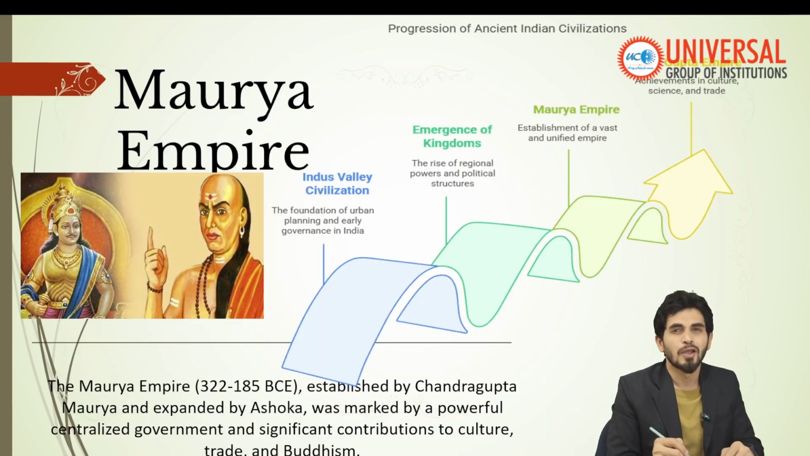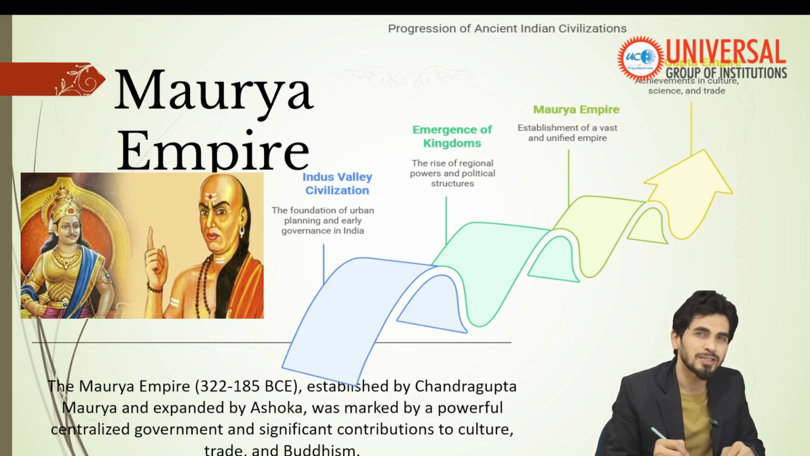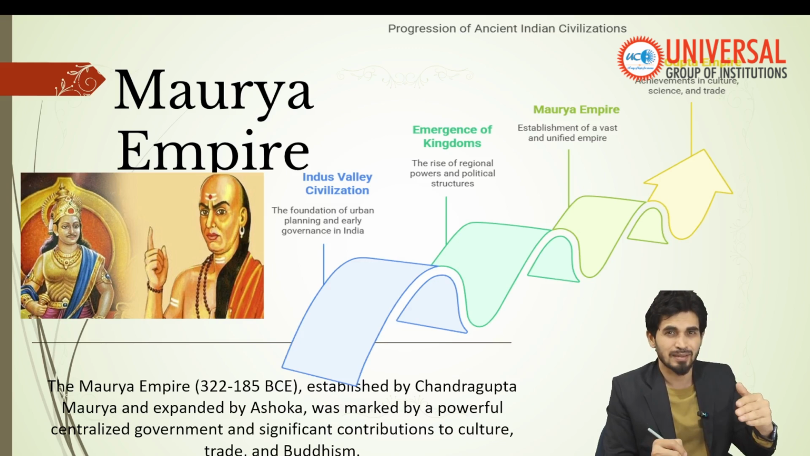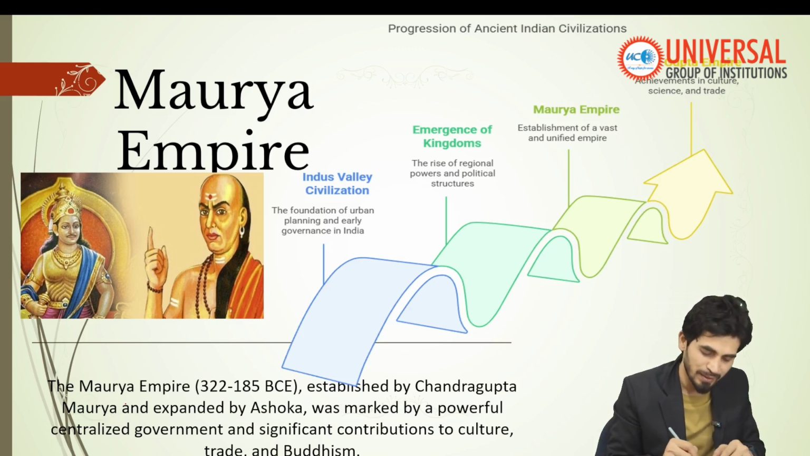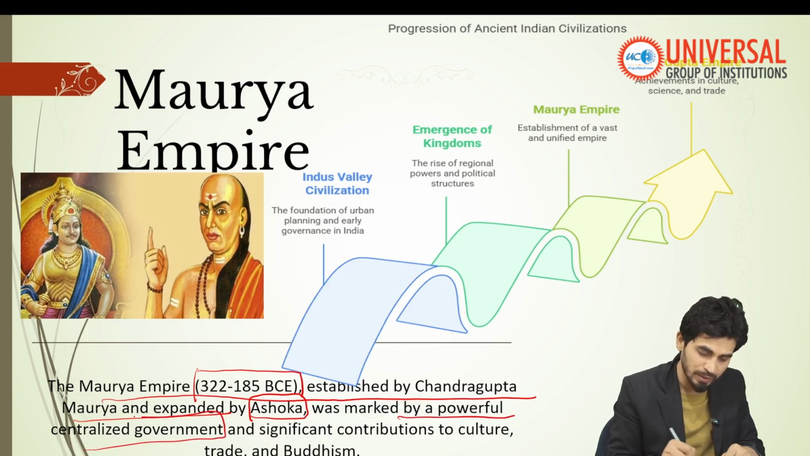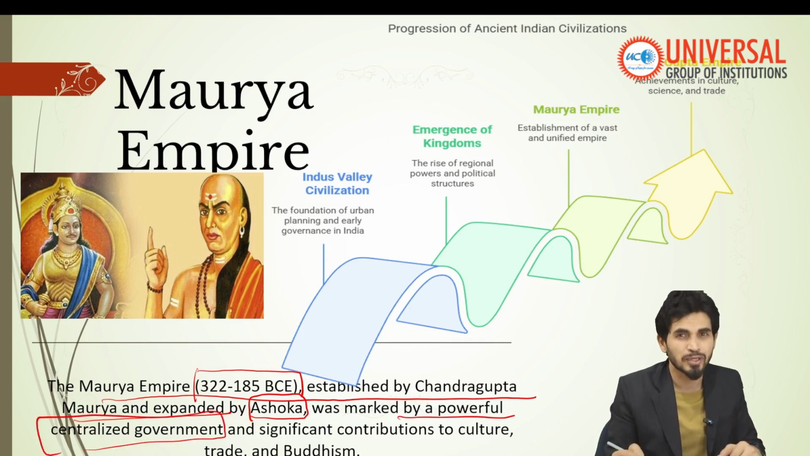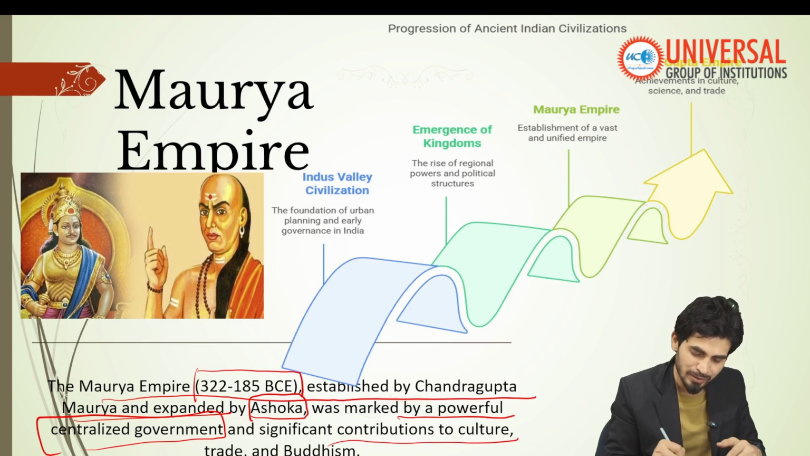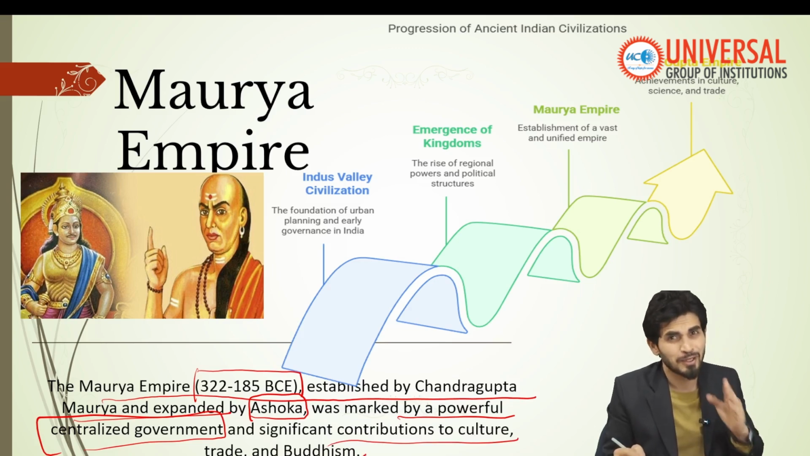All right. After the Indus Valley civilization, let's move our attention to the Maurya Empire, the ancient Indian empire established by Chandragupta Maurya, with a time period of 322 to 185 BC, and expanded by Ashoka, of course. Ashoka was the greatest king, and the empire was marked by a powerful centralized government. That means the political system of the Mauryan Empire was a centralized government, and significant contributions to culture, trade and Buddhism happened during this period, which you need to understand.